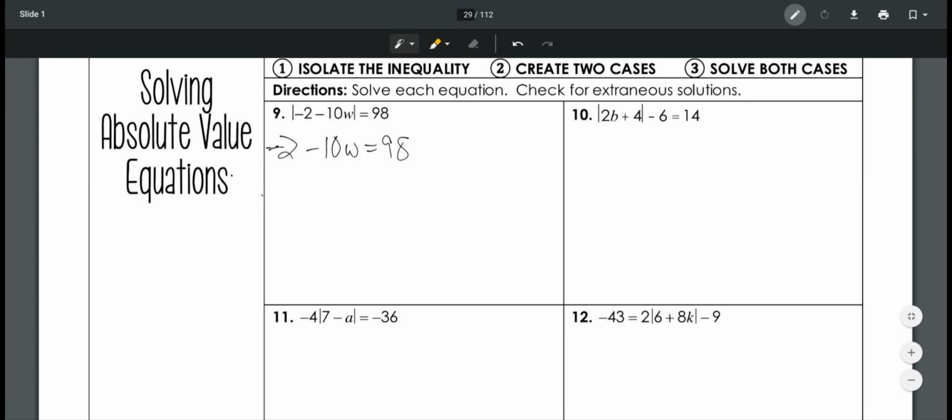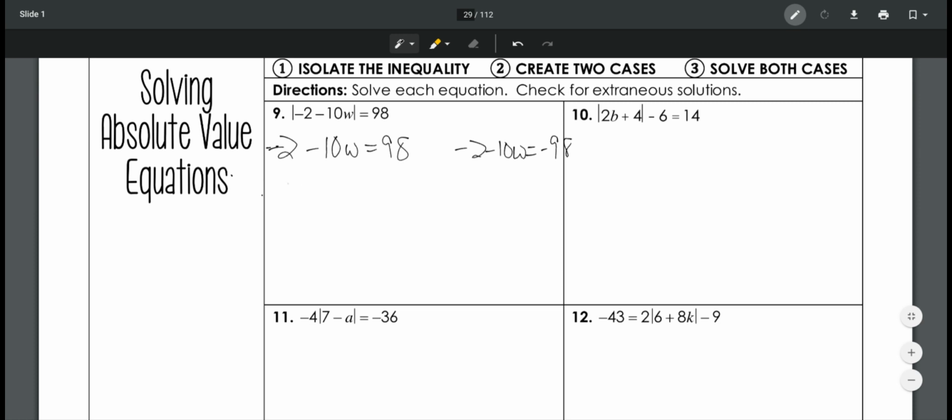Now, the second scenario is that you always make the side of the equation that does not have an absolute value, you change its sign. So we're going to keep the negative 2 minus 10w, but we're going to change that 98 to a negative 98. And that is your two cases. Now we solve both cases, and then we'll have to check our answer.